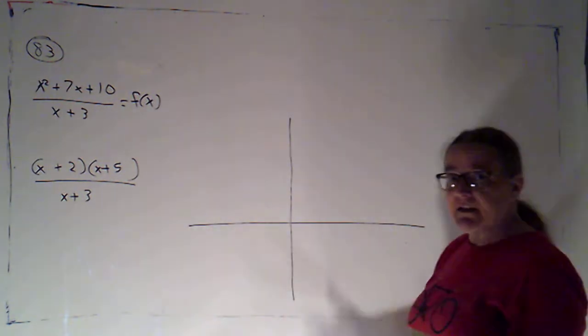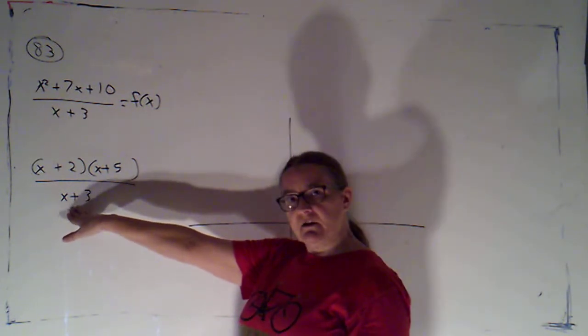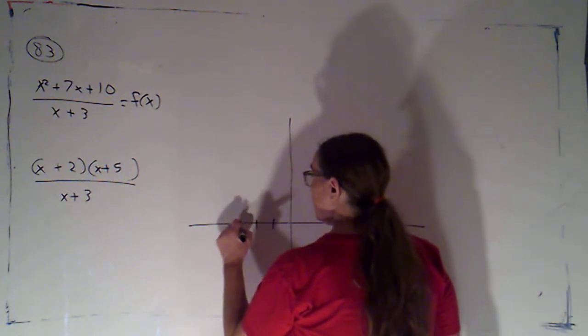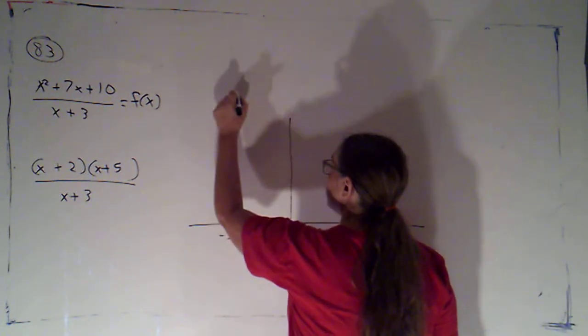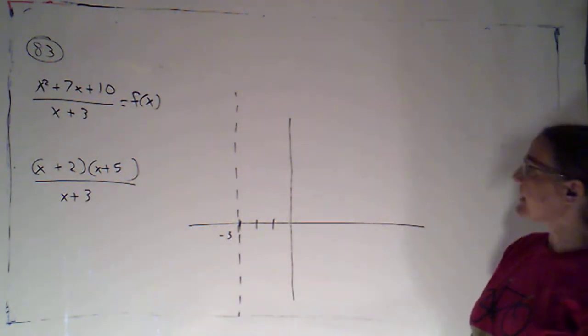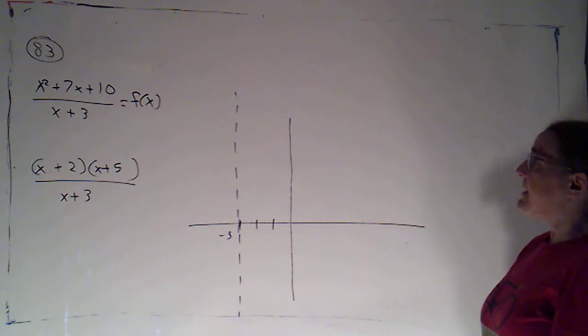All right, I like to start with what's not in the domain. What would make the bottom 0? -3. And since it makes the bottom 0, even when we're in lowest terms, that's going to be a vertical asymptote. Okay, excellent. Let's see, let's get some intercepts.